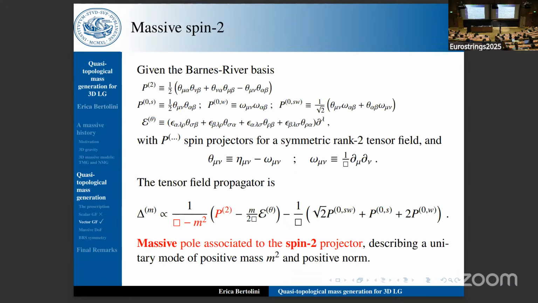We can say something more if we look at the propagators in another basis, which is known as the Barnes-Rivers basis. This has the nice feature of being written in terms of spin projectors for a symmetric rank 2 tensor, which means, in particular, we can look for the poles related to the P2, so the spin 2 part. And that's the result. We see that the massive pole is related only to the P2 contribution, which is telling us that the theory has a massive spin 2 degree of freedom.